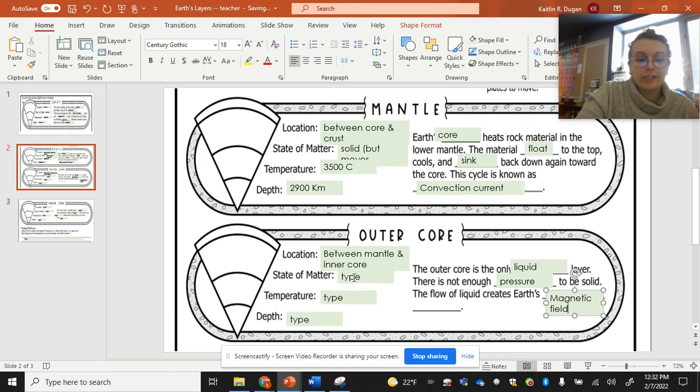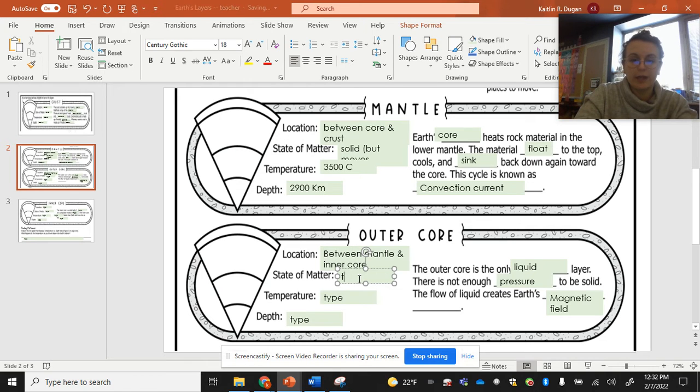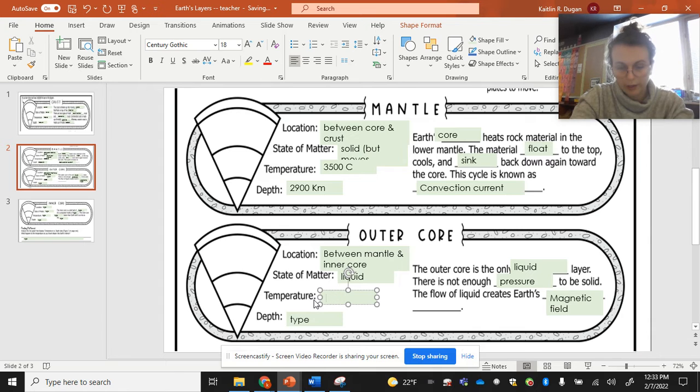All right. So our state of matter is liquid because it's the only liquid layer, because it has enough temperature to be liquid, but not enough pressure to be a solid. And its temperature is a whopping 4,500 degrees Celsius. And its depth is 5,100 kilometers. I got those mixed up.